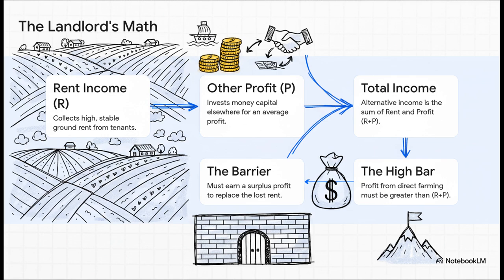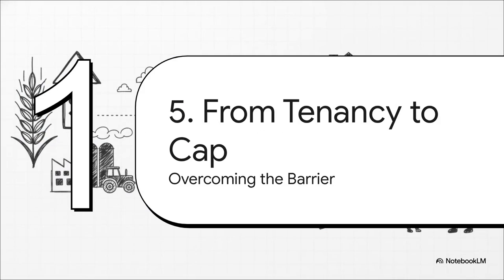Now, for them to switch to farming the land themselves, the profit from that farm has to be bigger than R plus P combined. It's not enough to just make a normal profit. They have to make a surplus profit, big enough to replace the rent they'd be giving up. And that is a really, really high bar to clear. So for a long, long time, this rent barrier basically locked a lot of agricultural economies in place. It just didn't make sense to change.